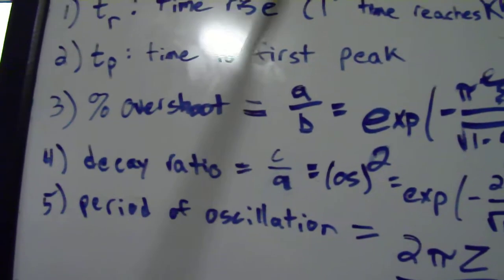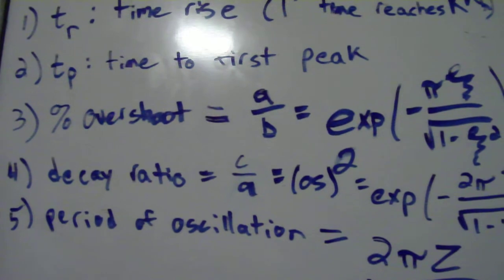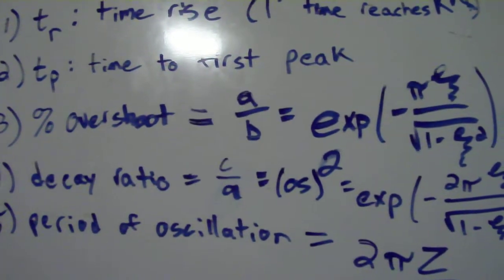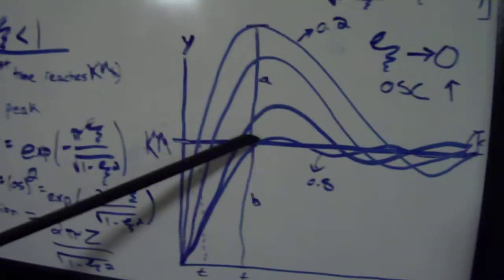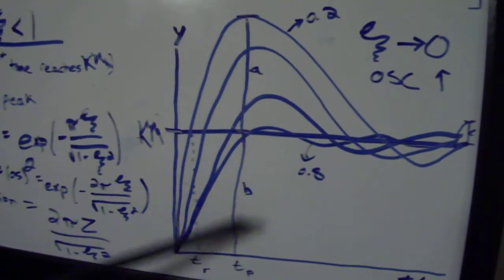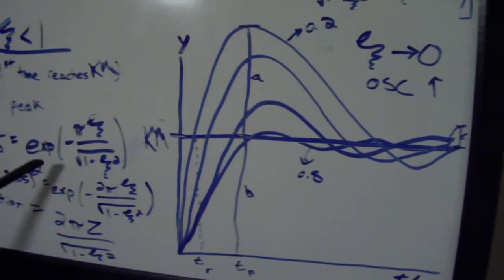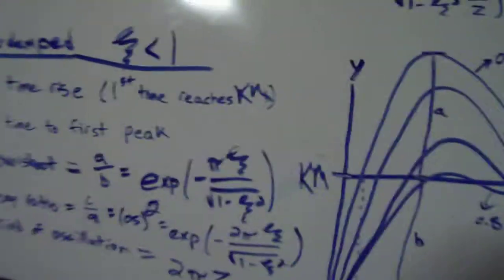Basically we know how much a response goes over our ultimate value compared to the ultimate value itself, A over B. Here it's represented as ultimate value to peak, and 0 to ultimate value, is A over B. It's also equal to this equation right here.